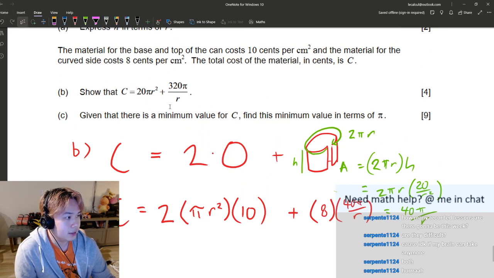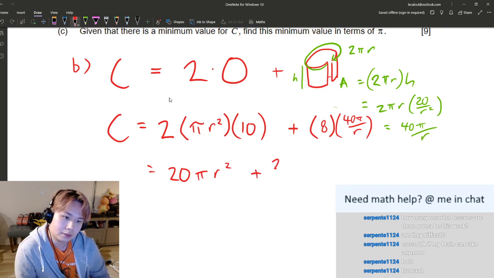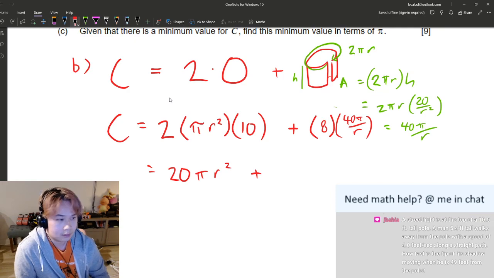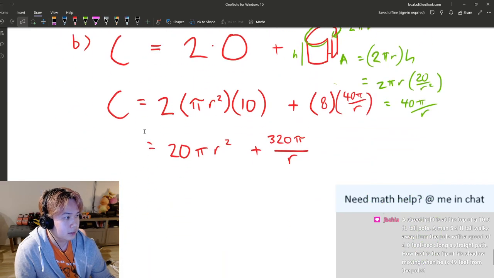And then if you continue simplifying, I'm sure you get something like this. 2 times 10 is 20, and then 8 times 40 is 320. And you see, now you're done. Easy peasy.